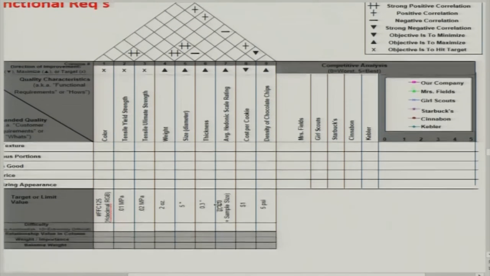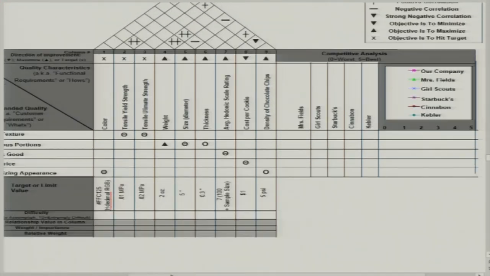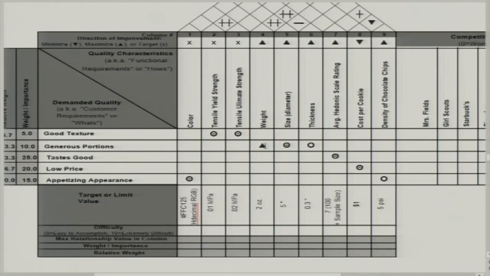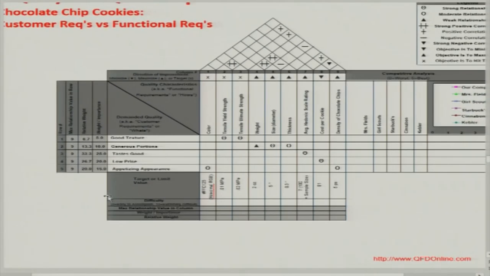So this relationship we can see here, these generous portions and weight have weak relationship, thickness and generous portions have moderate relationship. These relationships are put here. So these are all relationships. Now let us add some more data in this.